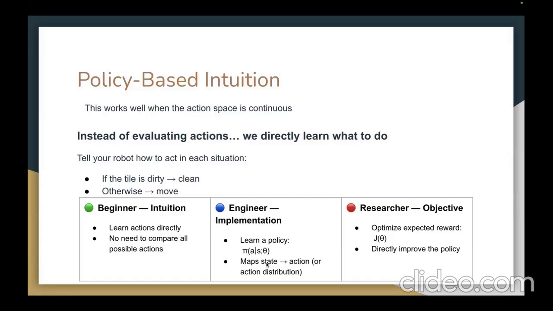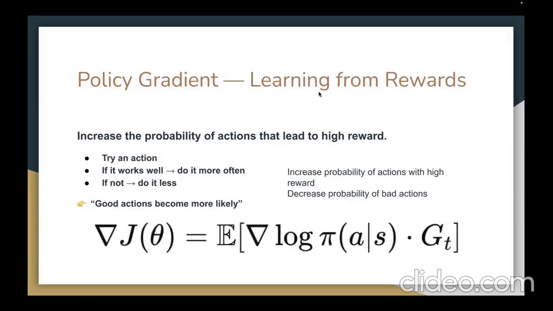And this way, we can directly map states to the action or action distribution. For researchers, we basically optimize what we call the J theta. Last week we talked about the expected cumulative discounted reward, and for now we just call it J theta, and we just directly improve the policy.